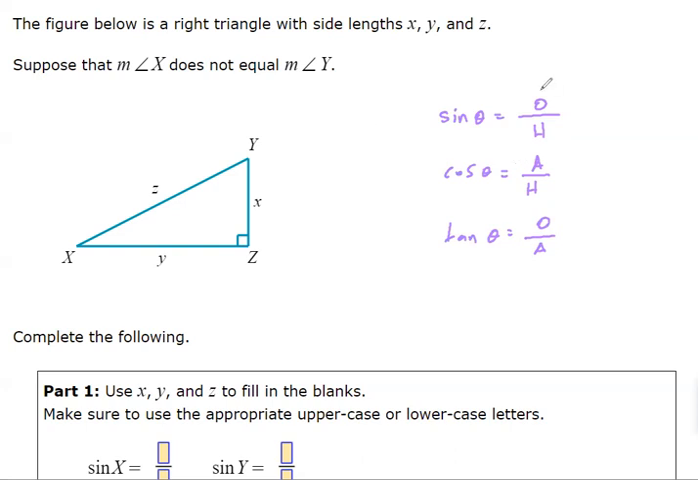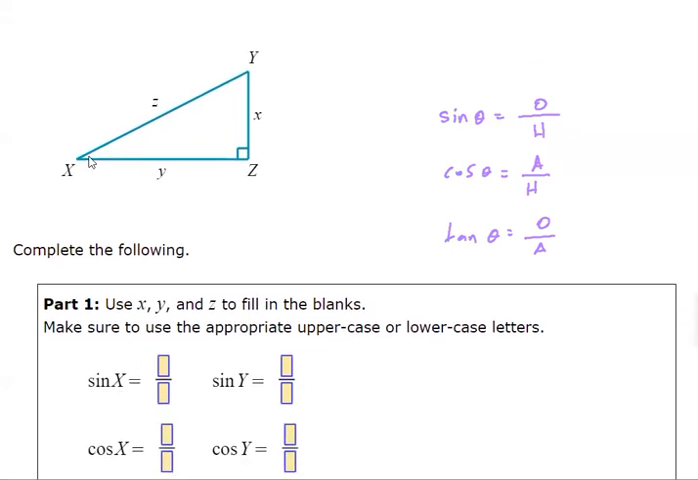The first thing asked in the problem is sine X. Looking at angle X, we use the sine ratio, which is opposite divided by hypotenuse. For this angle, the opposite is the side x, so that's my numerator. The hypotenuse is the side opposite the 90 degrees, which is z. So I will go with z for this.